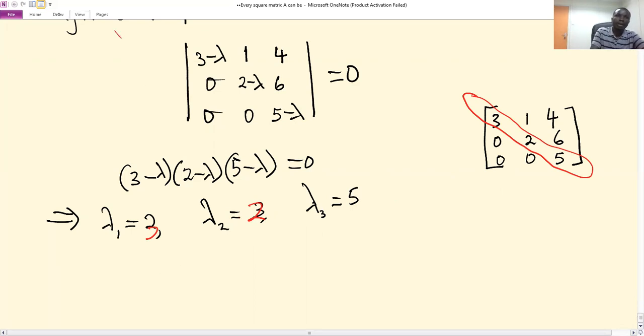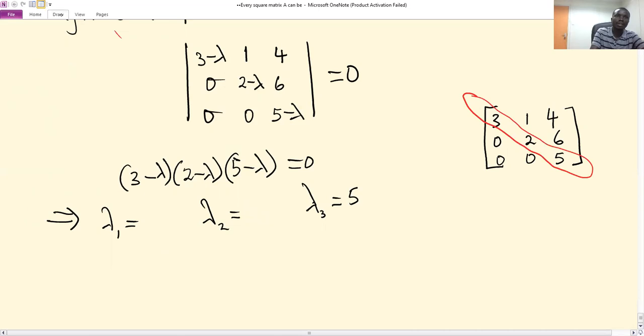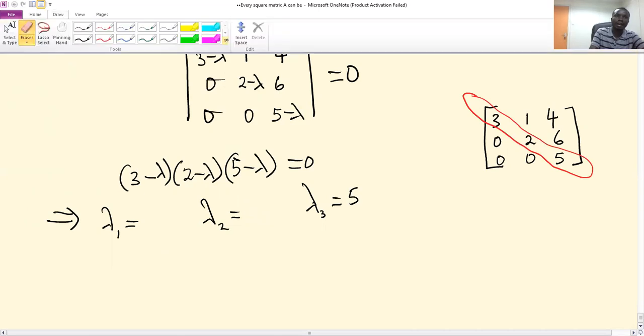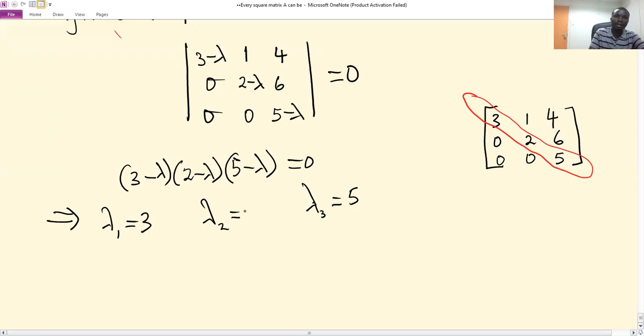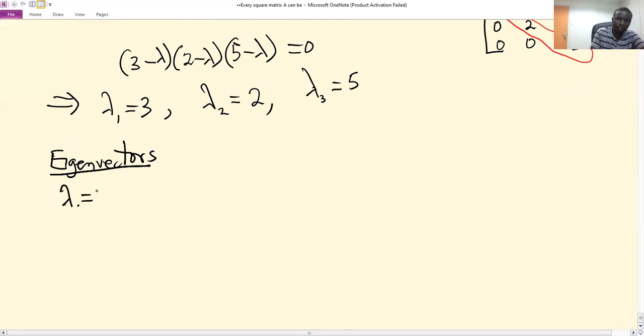But anyway, there's nothing special in that order. So after getting the eigenvalues, the next task is to find eigenvectors. And to get eigenvectors, you remember the eigenvalue-eigenvector relation. So you find the eigenvector for each of the eigenvalues you have solved. So lambda 1 equals 3. So let the eigenvector be U1.